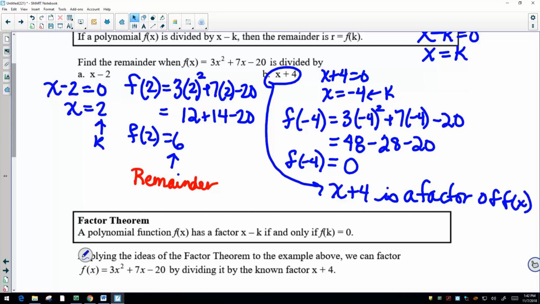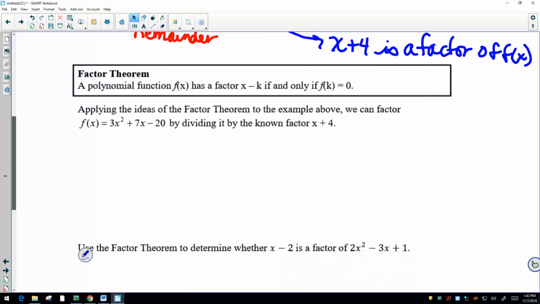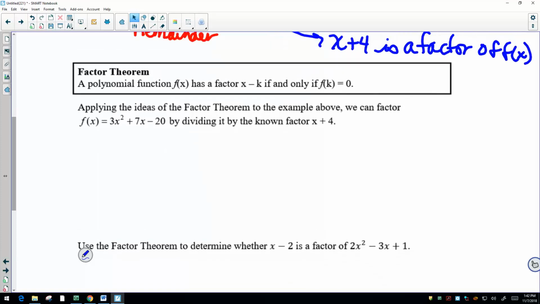There are no remainders. So that's a great test to see if it's a factor, so that gives us our factor theorem, which is basically the same thing as the remainder theorem, but it's saying if you get a 0, then you know it's a factor and it divides in evenly. So this example that we have is the same exact example that we just did by trying that remainder theorem. So we already know it's a factor.